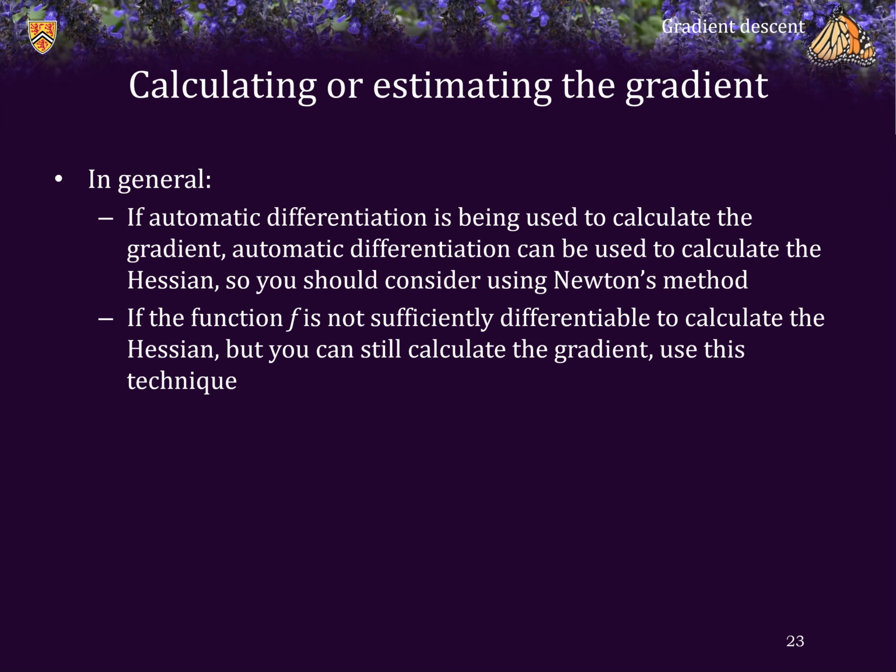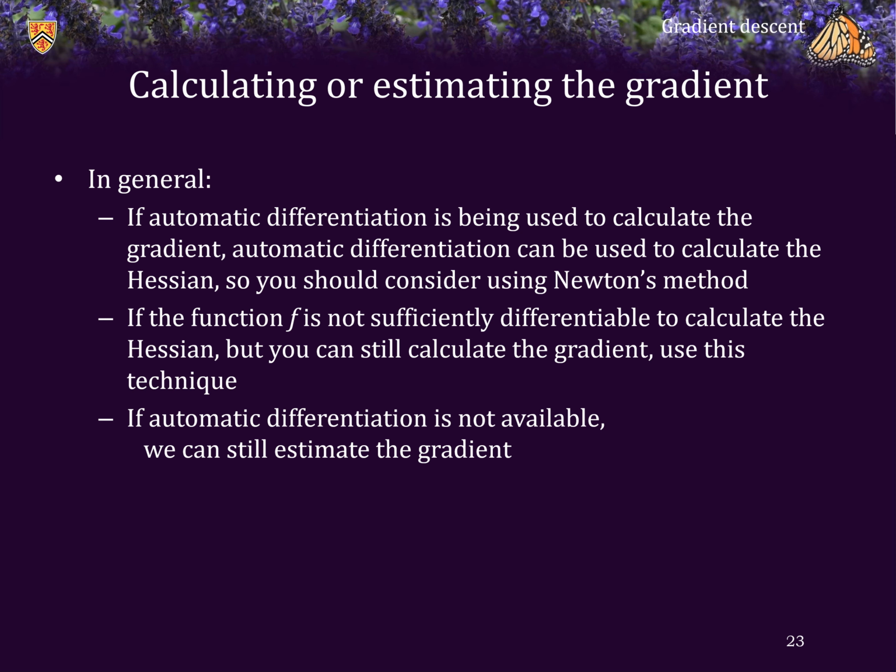However, it may be, even if you are using automatic differentiation, the function may not be sufficiently differentiable to calculate that Hessian. It may be sufficiently differentiable that we can calculate the gradient, in which case we would use that gradient and then use the previously described technique.